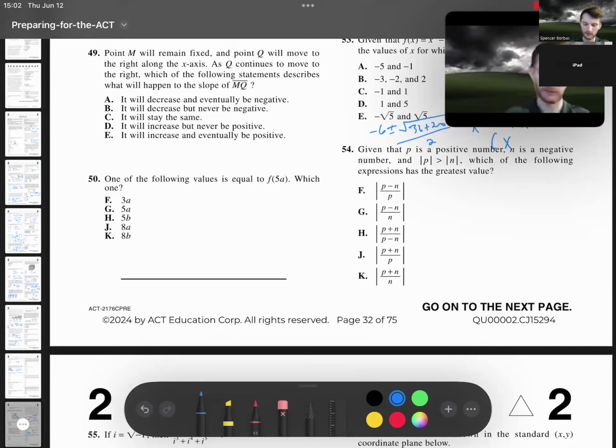Well, some of these might depend on what p and n is, right? P minus n is the best candidate. So yeah, I'll just get rid of that. And then n is smaller, so I will do g.